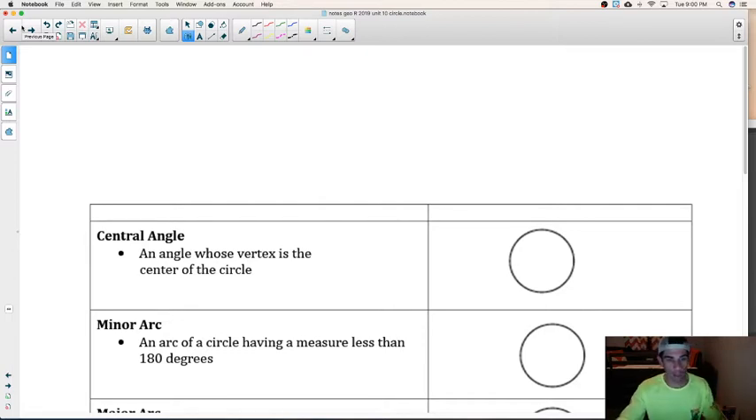All right, so now we have a minor arc, right? So an arc having a measure less than 180 degrees.